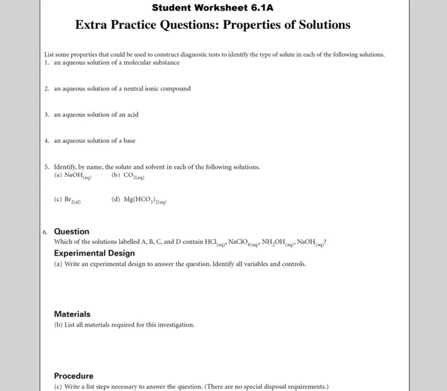Number 6 is a bit of review as well, but also looking here at writing experimental designs, so identifying the variables, dependent and independent, as well as any controls that would be used here. We can discuss this in class based on your answers. You don't need to go as far as writing a procedure, but you should at least list the materials that would be involved in that.